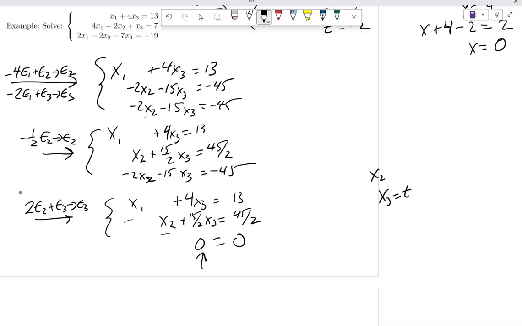What's your x2 going to be if you put in t for x3? Using this equation here, if I put t in for x3 and solve for x2, what do you end up with? 45. Good. Exactly. And then you do the same thing for the x1.